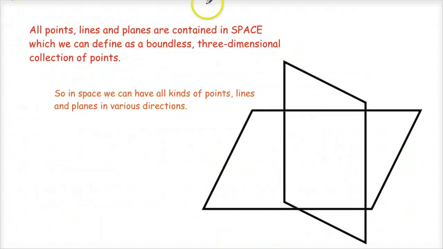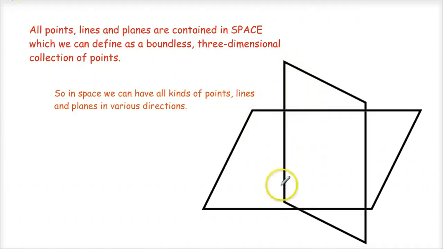Now, all points, lines, and planes are contained in space, which we'll define as a boundless 3-dimensional collection of points. So anything is always contained in space. And we can have all kinds of lines, points, planes, and they can all go in various directions. So here I have 2 planes, one that's going vertically and one that's going horizontally, if you can picture this.